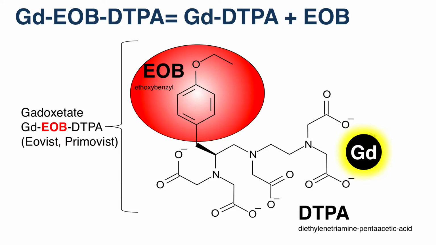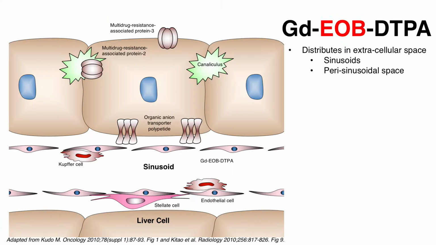Now, this EOB is very interesting because this EOB is what converts Magnevist, which is an extracellular agent, into Eovist, which is a biphasic agent that's extracellular initially, but then gets taken up by liver cells and excreted into the bile ducts. The EOB is also what allows this agent to bind somewhat weakly to proteins, and we now know that the binding to proteins increases its relaxivity. So Gadoxetate gives you more bang for the buck. And that's both a good thing and, in a way, a bad thing, as I'll mention in a few moments.